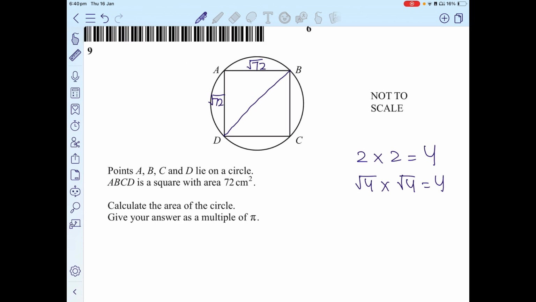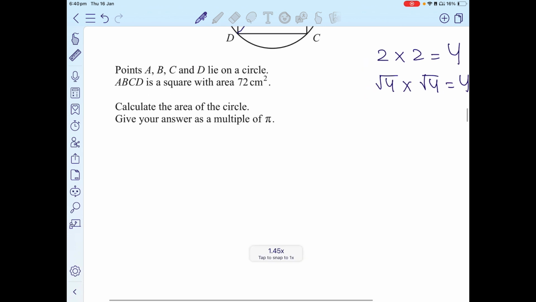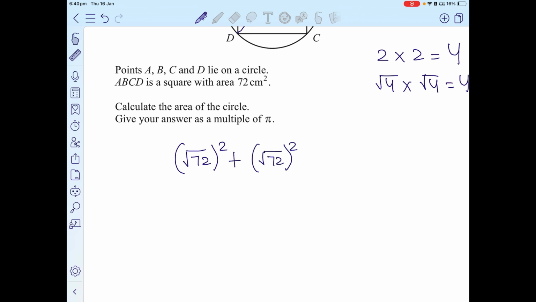So now how will I get the length BD? That's the question. I can apply Pythagoras theorem, that is root 72 squared plus root 72 squared will give me c squared. a squared plus b squared is c squared. Use a calculator now. Root 72 squared plus root 72 squared. So c squared is 144. So obviously c is going to be 12.